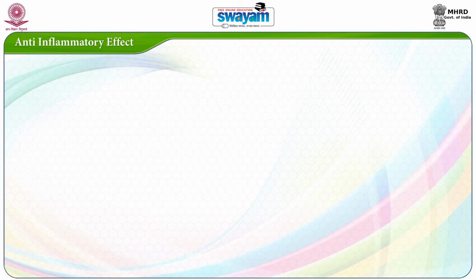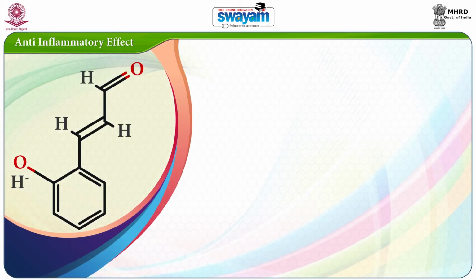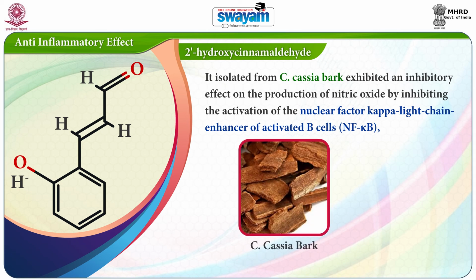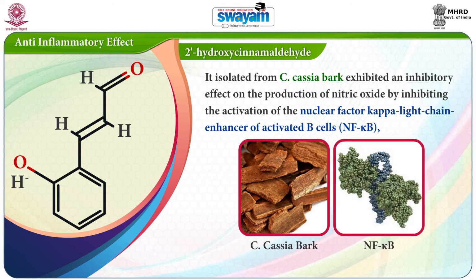Next, we shall look into its anti-inflammatory effect. A recent study reported that 2-hydroxycinnamaldehyde isolated from Cinnamomum cassia bark exhibited an inhibitory effect on the production of nitric oxide by inhibiting the activation of nuclear factor kappa-light-chain-enhancer of activated B cells, indicating that this substance can potentially be used as an anti-inflammatory agent.